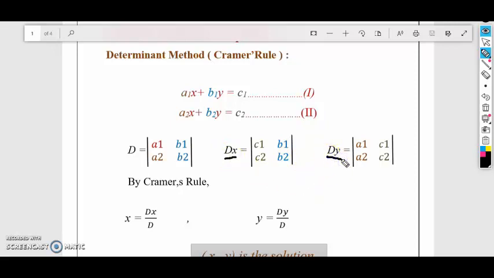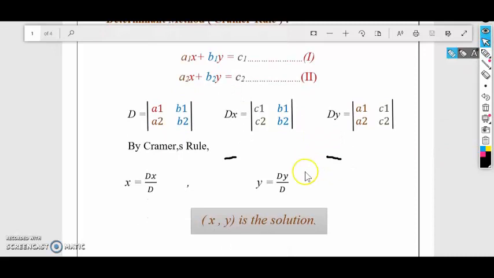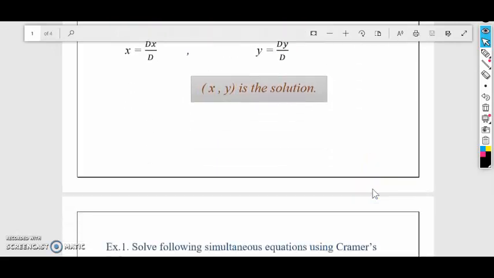Then determinant Dy. In Dy, in the first column the coefficients of x stay as they are, and the coefficients of y are replaced by the constant terms c1 and c2. In this way we write the determinants D, Dx and Dy, and solving them we get the values of D, Dx and Dy. Then by Cramer's rule, x is equal to Dx by D and y is equal to Dy by D. These are the formulae to find the values of x and y, and the final answer (x, y) is the solution. In this way we solve the example.